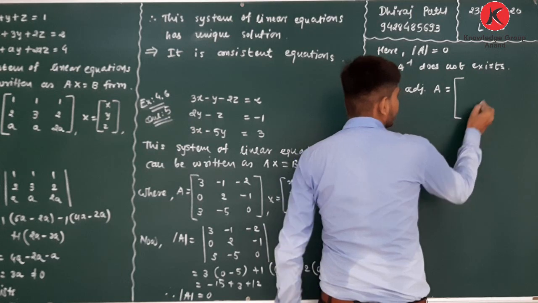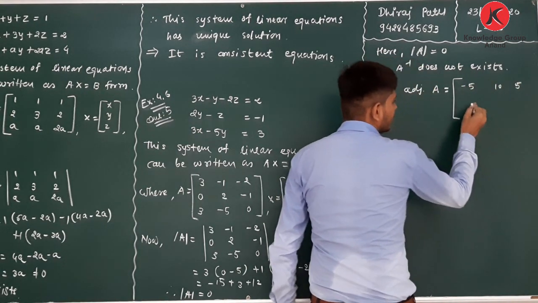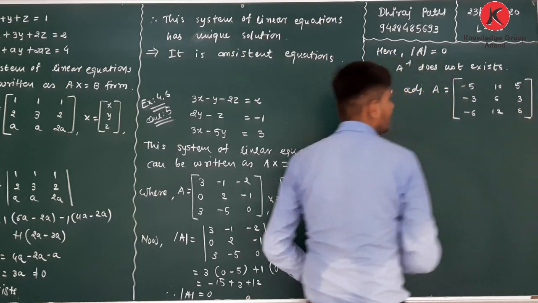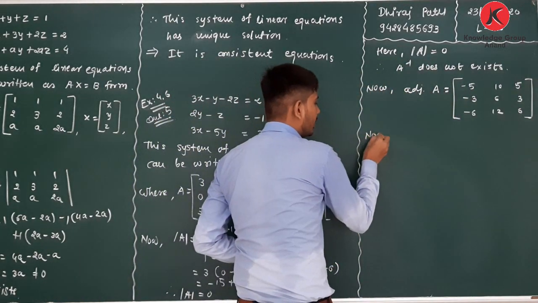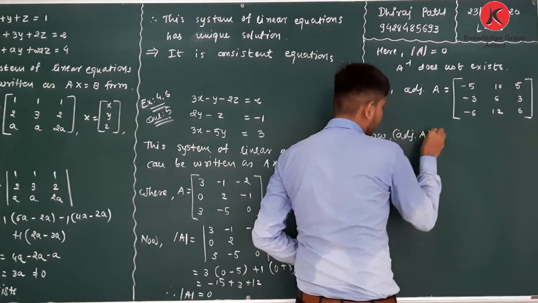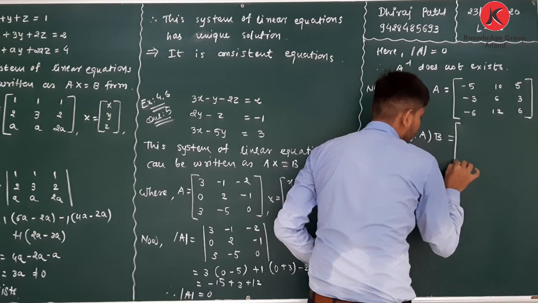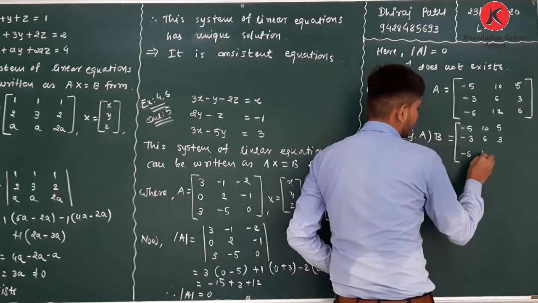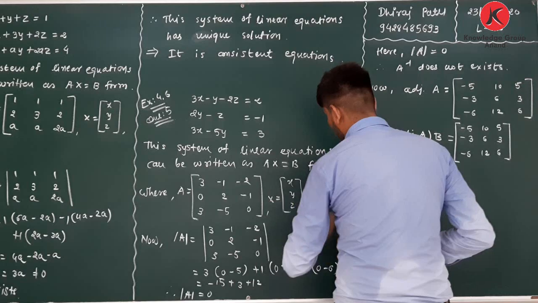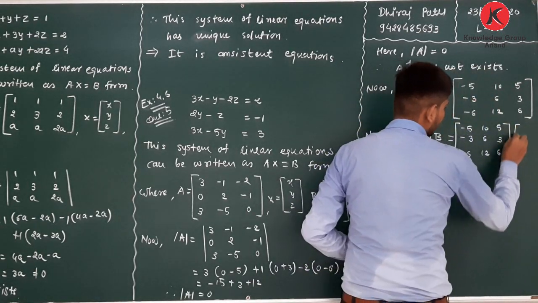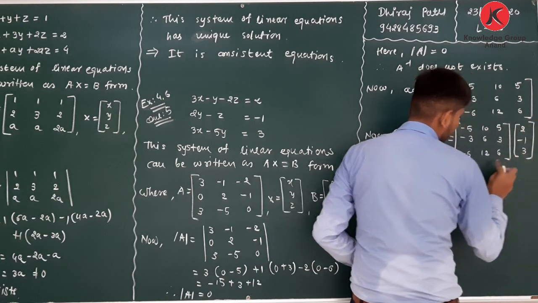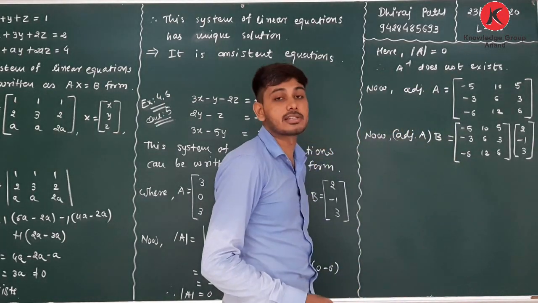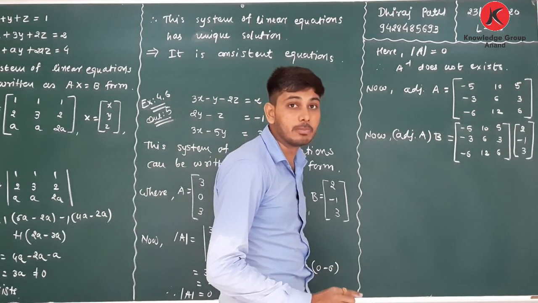The adjoint of A answer will be -5 10 5, -3 6 3, -6 12 6. Now obtain adjoint of A into B. So what is adjoint of A? Here adjoint of A is -5 10 5, -3 6 3, -6 12 6 into matrix B. Matrix B will be 2 -1 3 here. See here, this is a 3 by 3 matrix. This is a 3 by 1 matrix. Therefore, the obtained multiplication matrix will be 3 by 1.